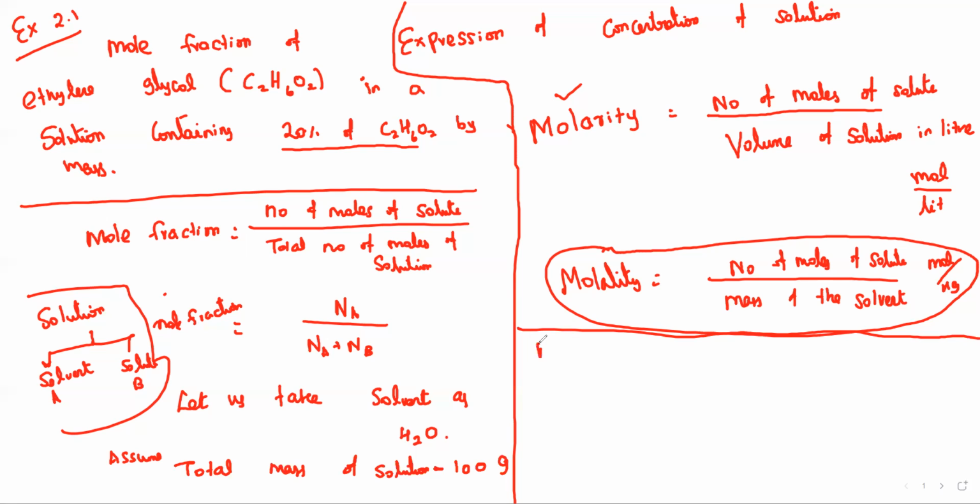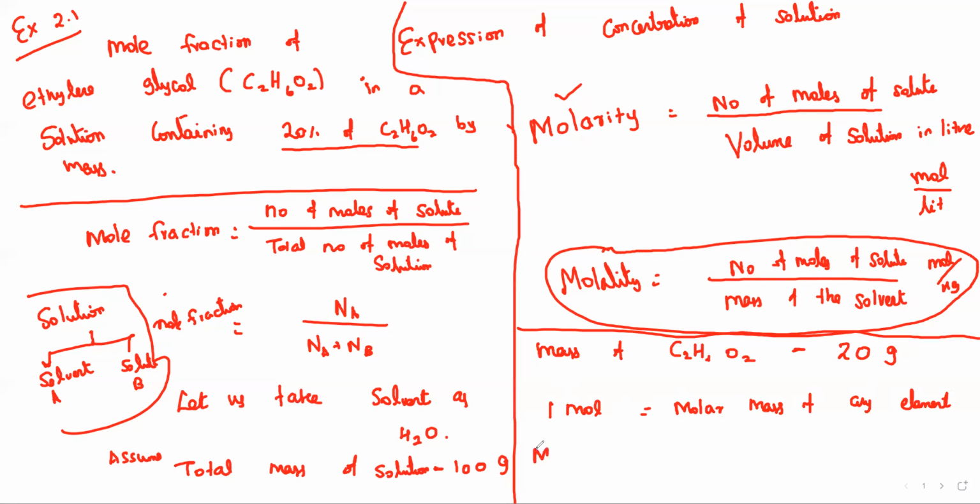Now tell me, what is the mass of C2H6O2? 20% means it will be 20 grams. Fine. Okay. Now we have to find the number of moles. We know that the molar mass of any element or compound is equal to 1 mole. So we have two compounds, one is H2O and another one is C2H6O2.